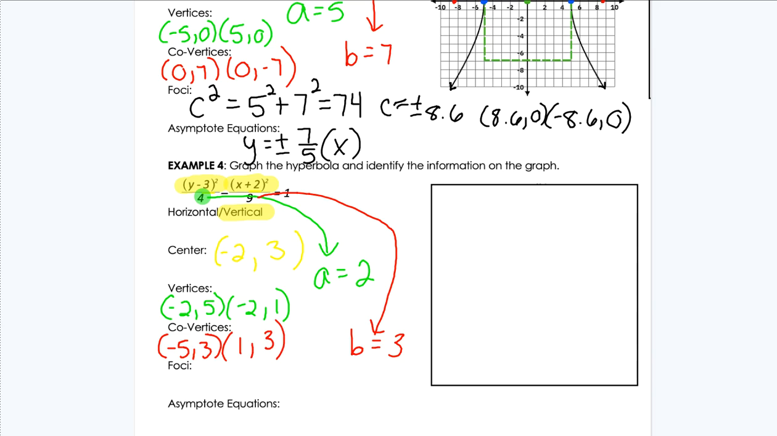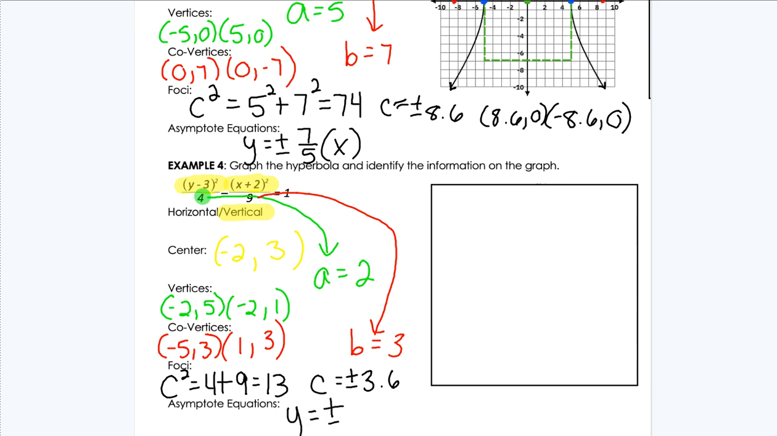All right, and then our last two things are to find those foci and the asymptote equations. My foci I can find by doing c squared equals a squared, which we know is 4, plus b squared, which is 9. That equals 13. When I take the square root of that, I get that c is about, again, the square root of 13 is not exact, so it's about 3.6. That means my foci are 3.6 above and below my center, based on the fact that this is a vertical orientation.